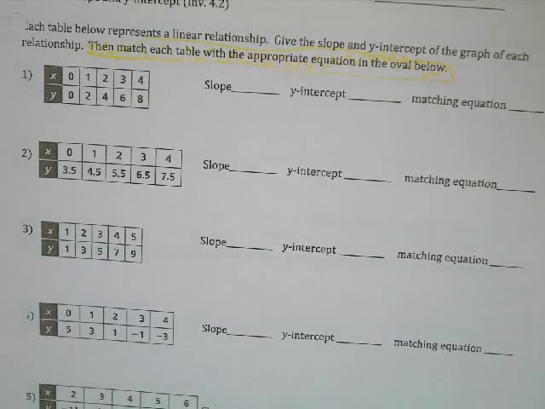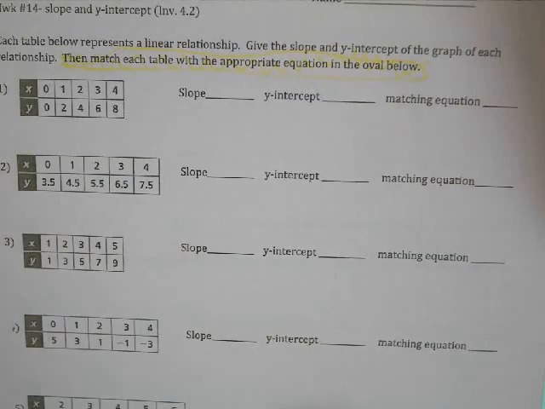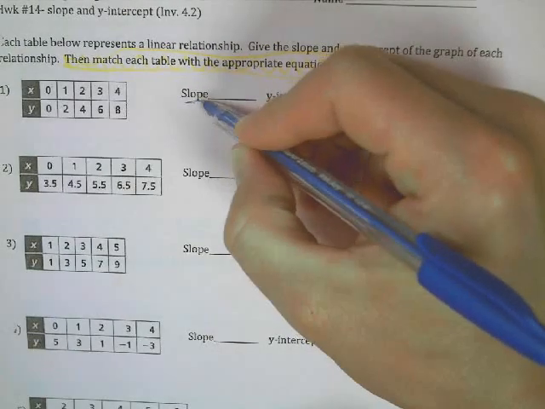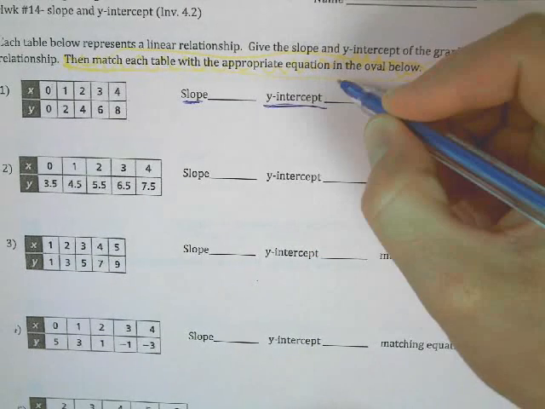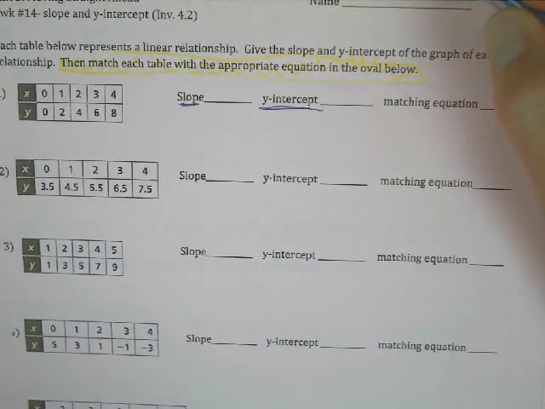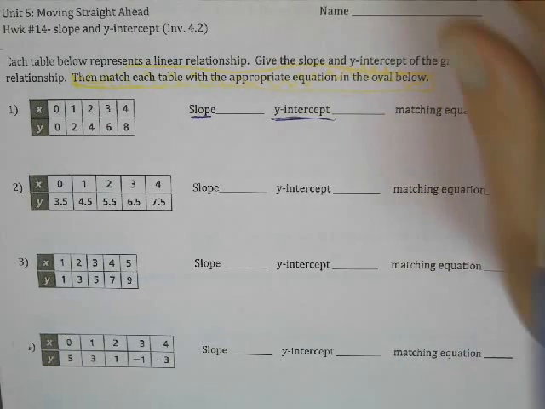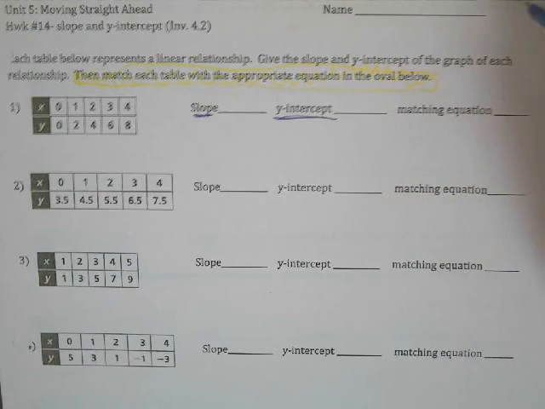Hi guys, we're going to take a look at doing just a couple things here while looking at a table of numbers. So what we worked on today was figuring out a couple things, the slope and the y-intercept, and then using that to actually write an equation for that.